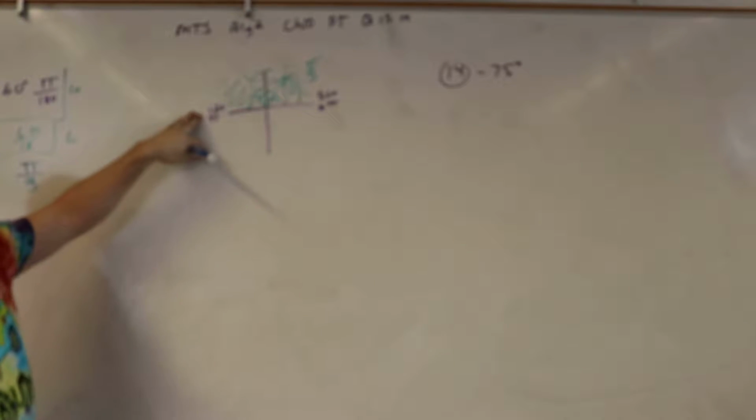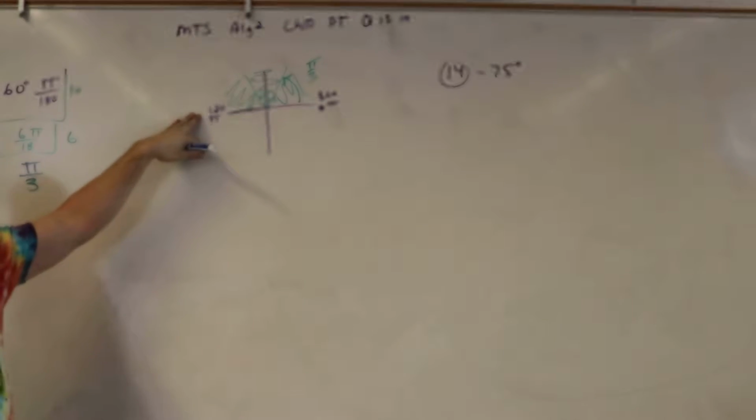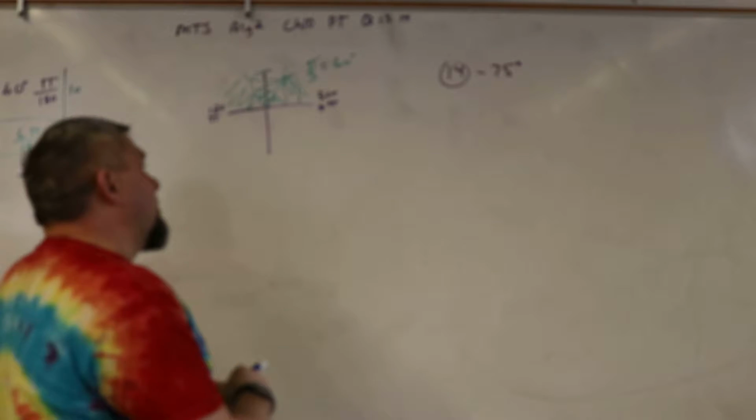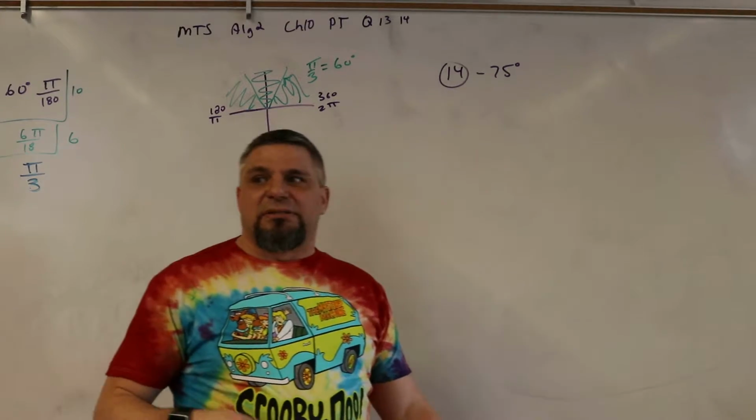Now, if I broke 180 up into 3 pieces, it would be 60, 60, and 60, right? So that means this is equivalent to 60 degrees. Oh yeah, 60. There it is. Does that make sense? Sure. Okay. All right, so with 75 degrees, it's a little bit different.